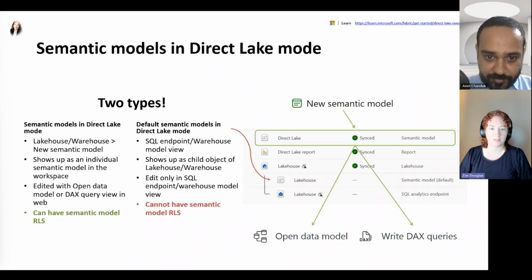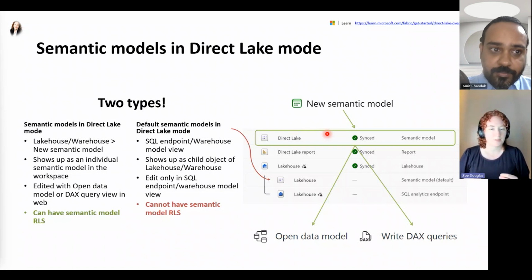Let me see if I can do that pointer here. Right, so you see that here, it's just a semantic model. Now, this is the one that we're going to talk about with row-level security. This is the only one that can have the semantic model with Direct Lake. This one can have row-level security.